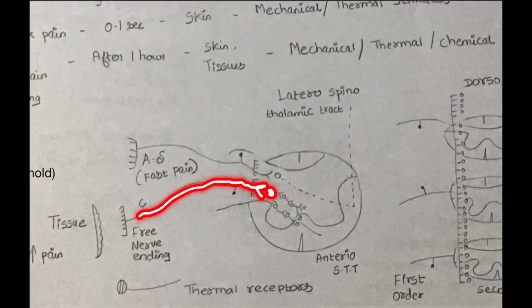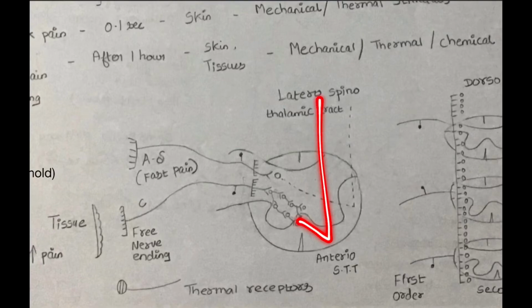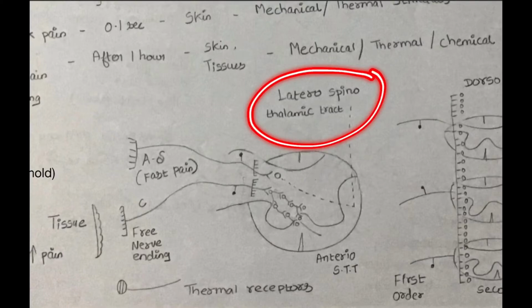and there are branches. From the second order neuron, the sensory nerve fiber divides again like branches, and it will go to the anterior side. So what is the name of this tract going from the anterior side to the thalamus? It's simple: anterior spinothalamic tract. If it goes through the lateral side, it is lateral. If it goes through the anterior side, it is anterior.